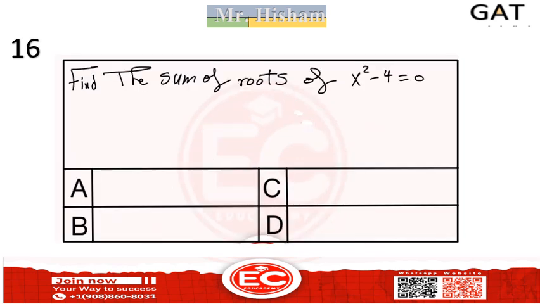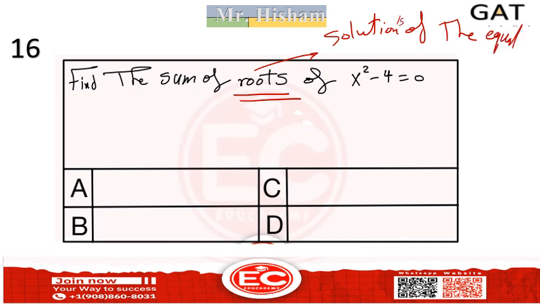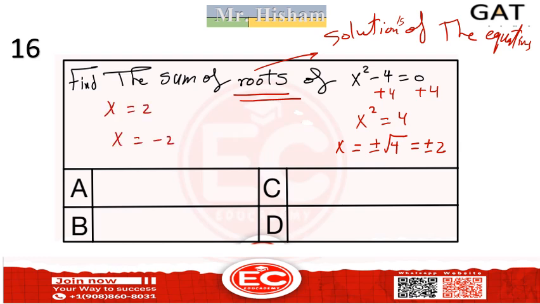Find the sum of the roots, and by roots I mean solutions of the equation. So I will add 4 to both sides. So x squared is equal to 4. Don't forget that x is equal to positive and negative the root of 4. So x is equal to positive and negative 2. So you have two values, x is equal to 2 or x is equal to negative 2. What is their sum? Their sum is 0. So the answer is 0.